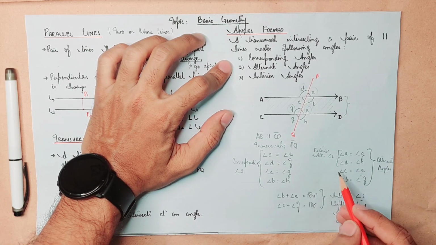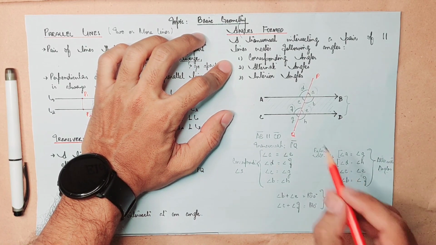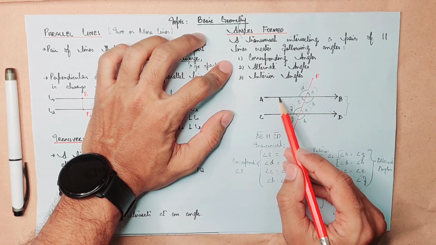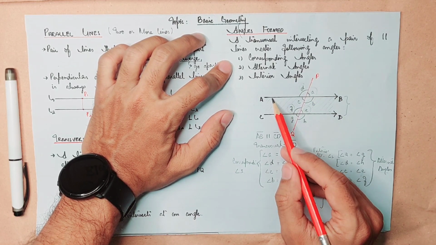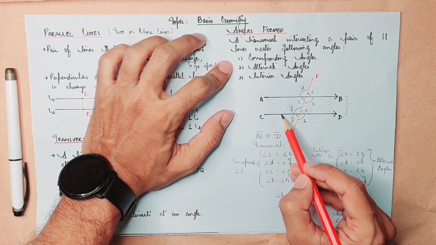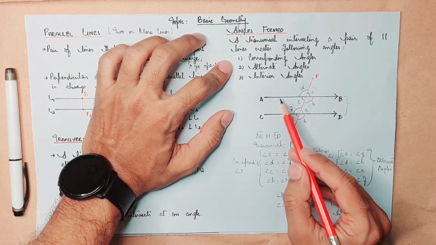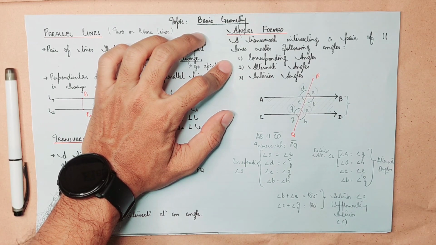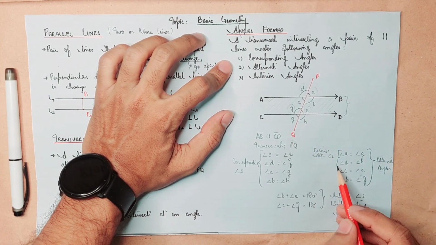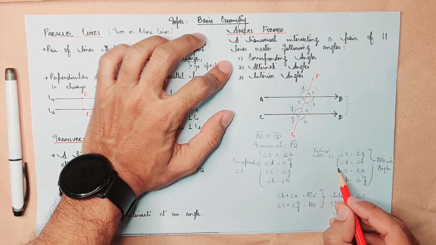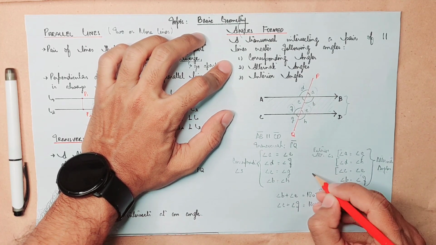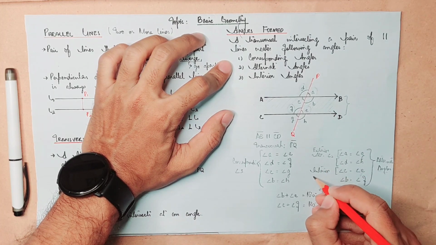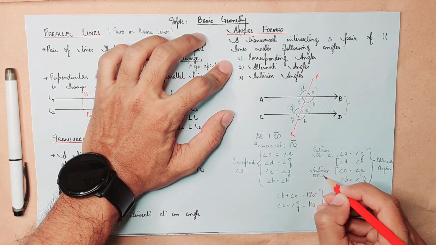Now let us see another pair of alternate angles, angle C and angle E. These are equal by the property of alternate angles, but you can see that these two angles fall in the region enclosed by these parallel lines. So they fall in the shaded region, so we can say that angle C and angle E are alternate angles, but they are interior alternate angles.